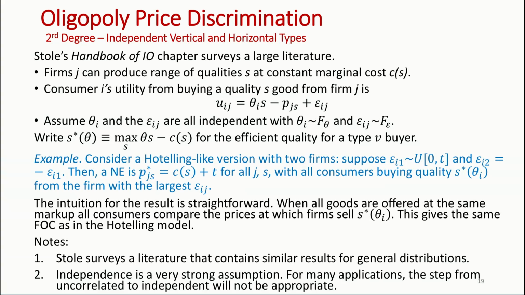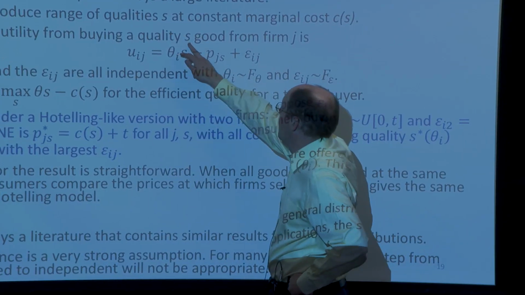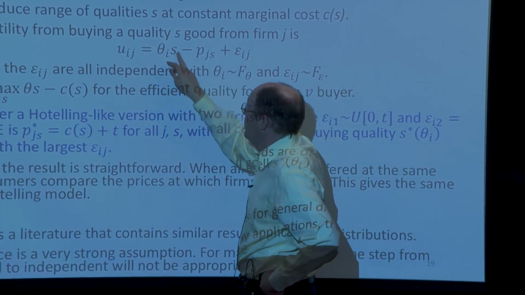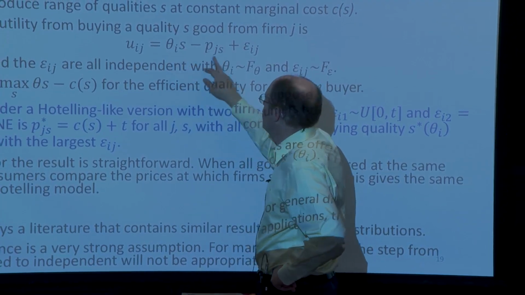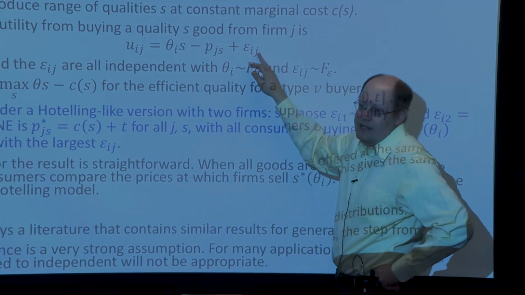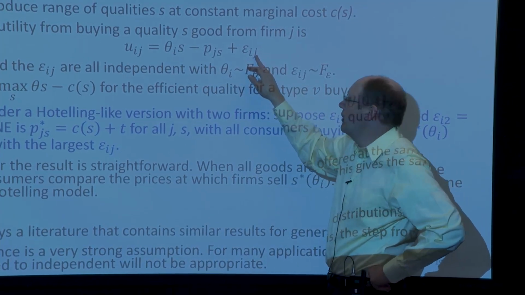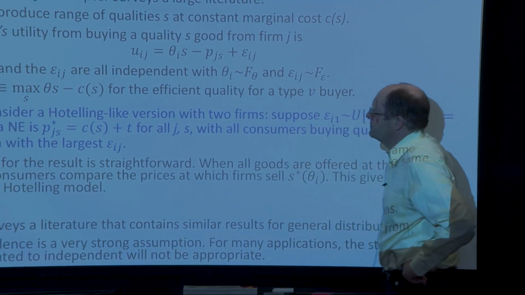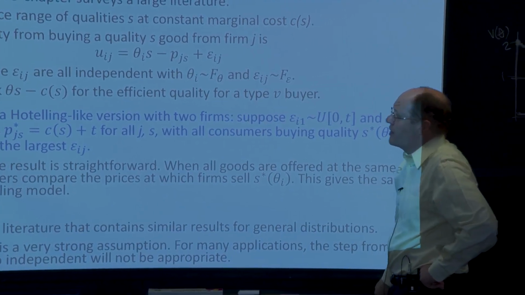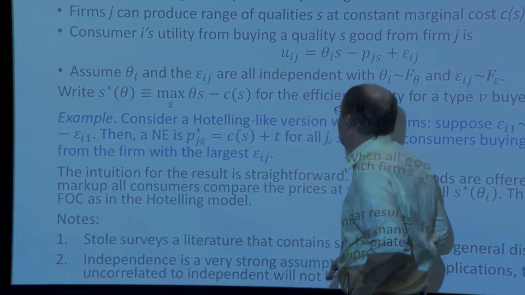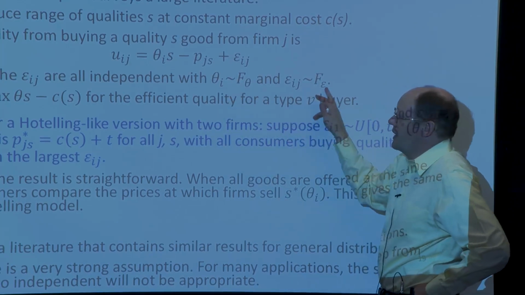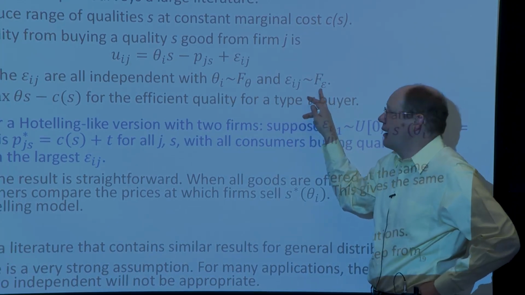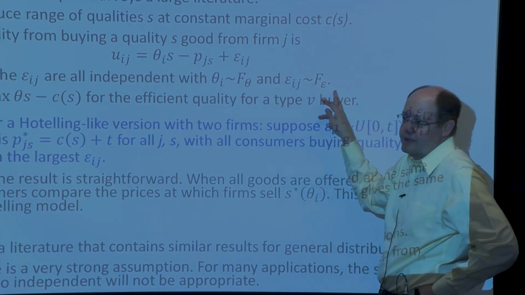So typically, they actually have a continuum of S's they could produce if they wanted to. Consumer i's utility from buying a good of quality S from firm J is theta i times S. So this is the vertical preference. High types are willing to pay more for quality, minus the price, plus the epsilon ij. So this is the logit-like error that we've had in our models. And then models assume that the theta i's and the epsilon ij's are all independent, and theta i is distributed F theta, epsilon ij is distributed F epsilon, and they're pretty general in terms of what distribution of thetas and what distribution of epsilons you have.